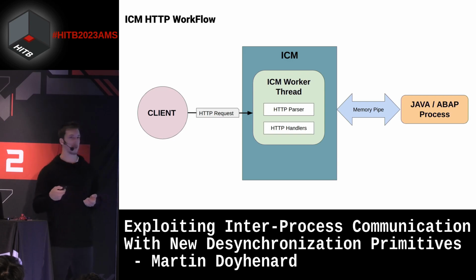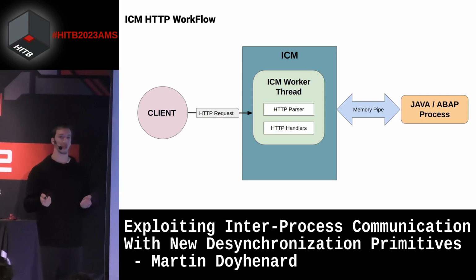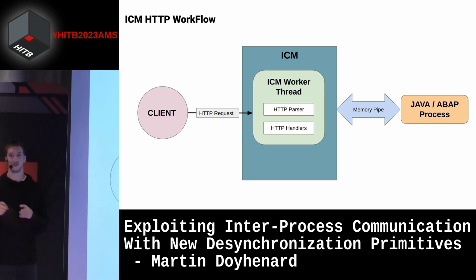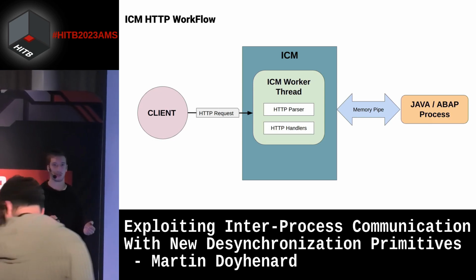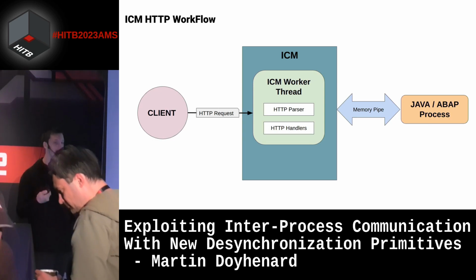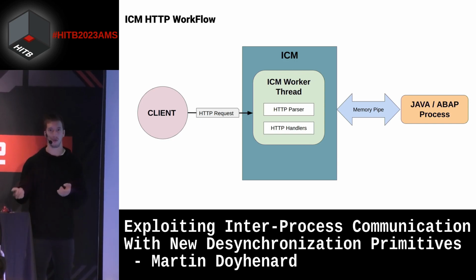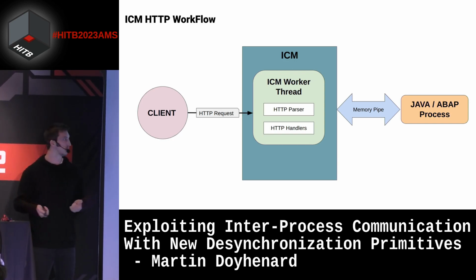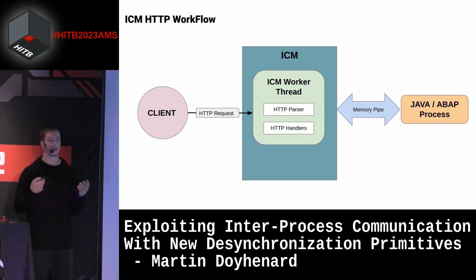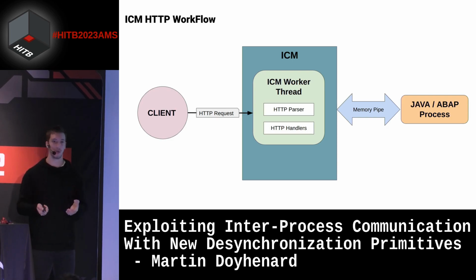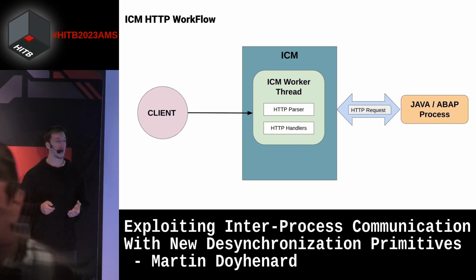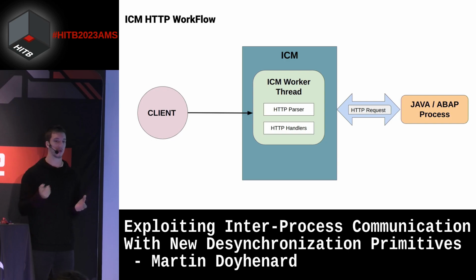And remember, the ICM is just an HTTP server, so the business logic is not inside the ICM. It's actually in a different process, which is called the worker process. This is, in most cases, a Java or ABAP process, a Java or ABAP virtual machine. And so the ICM needs to send this request to the worker process so that all the business logic applies there, and a response is generated and forwarded back to the client.